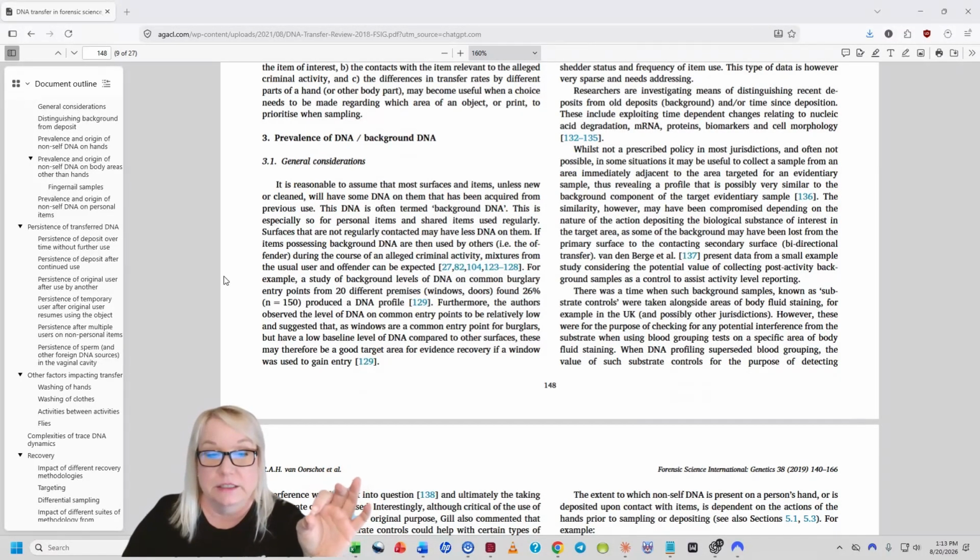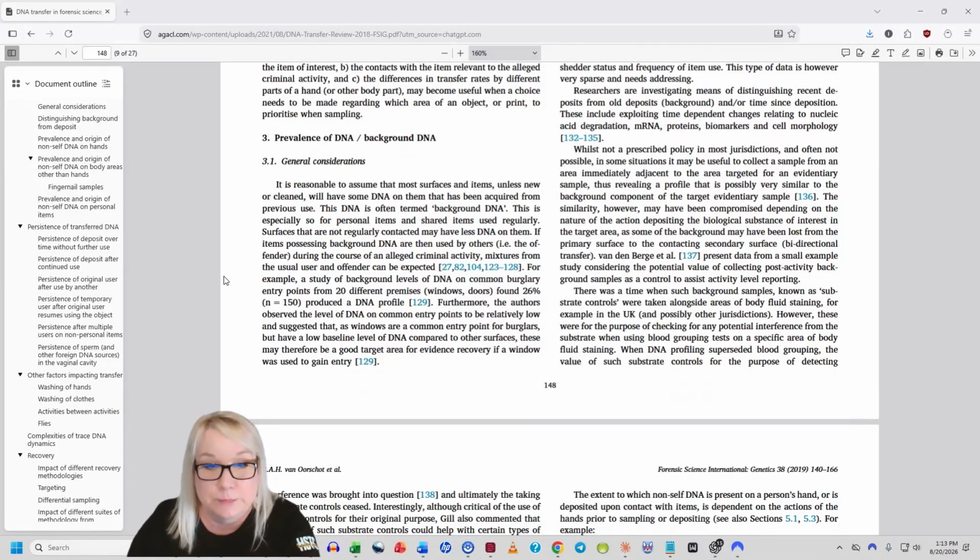Furthermore, the authors observed the level of DNA on common entry points to be relatively low and suggested that as windows are a common entry point for burglars but have a low baseline level of DNA compared to other surfaces, these may therefore be a good target area for evidence recovery if a window was used to gain entry.